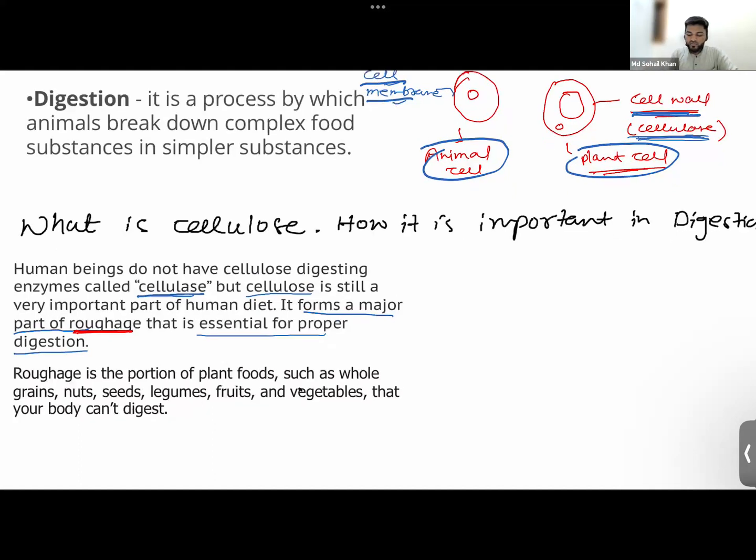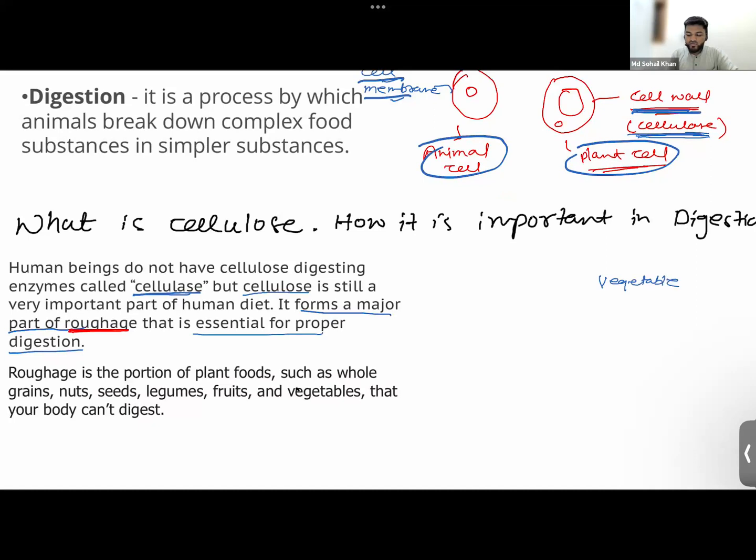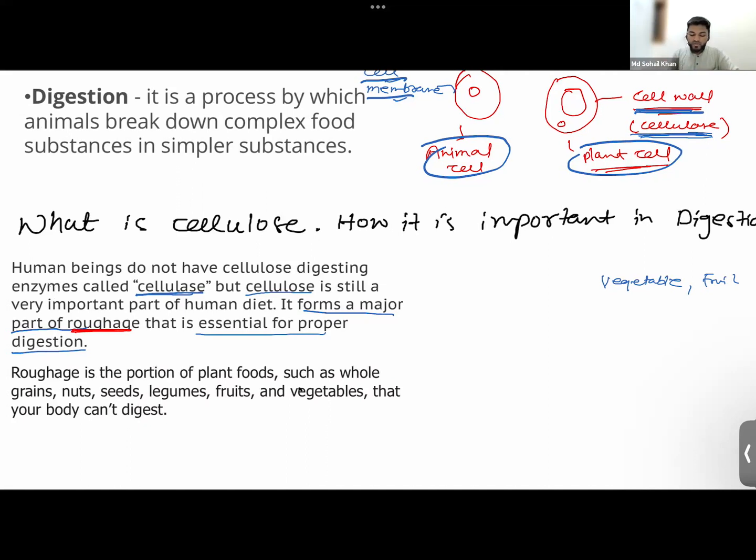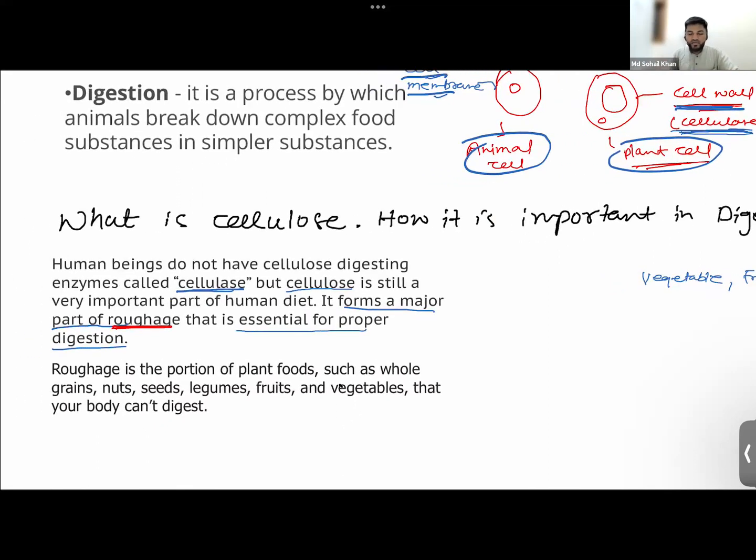So whether you eat vegetables, whether it's a leafy vegetable or different types of vegetables, or whether you eat fruit, all of them consist of this cellulose. Now the major problem is that we humans do not have the enzyme required to digest this cellulose. Enzymes are basically liquids secreted by our body to digest the food.